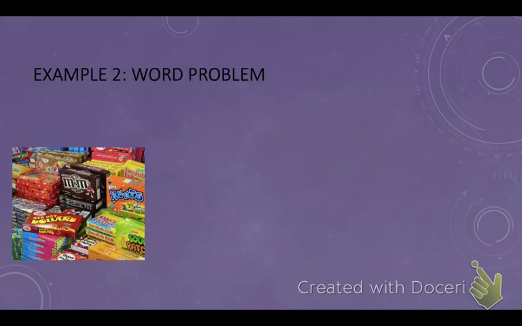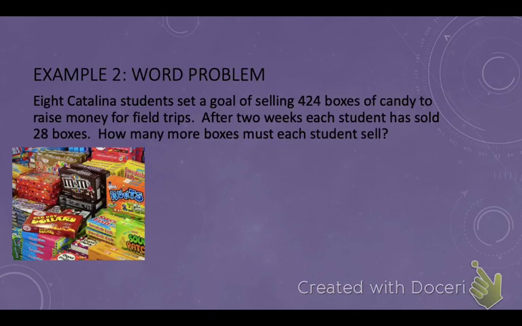All right, now everybody's favorite word problem. You will copy this down into your notebook, so I want to see this in your notebook because this is pretty much the last one. Okay, so 8 Catalina students set a goal of selling 424 boxes of candy to raise money for field trips. After 2 weeks, each student has sold 28 boxes. How many more boxes must each student sell?